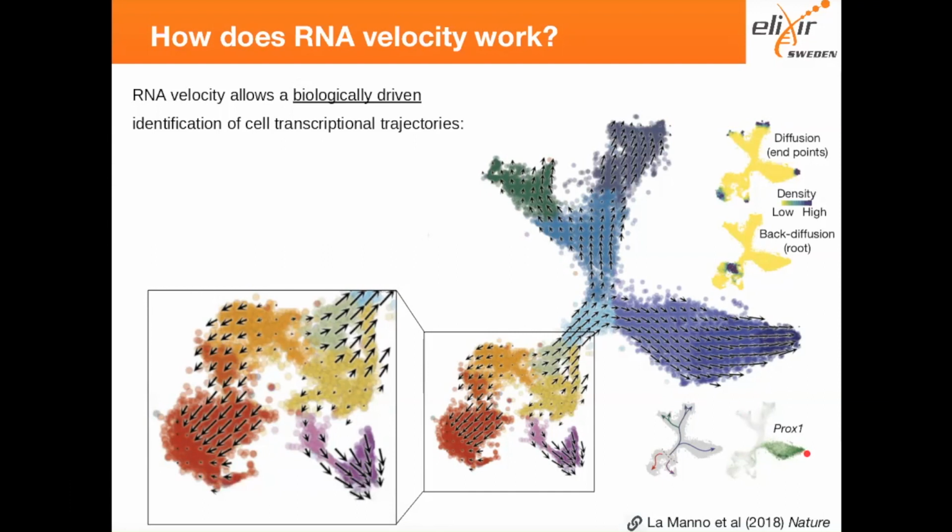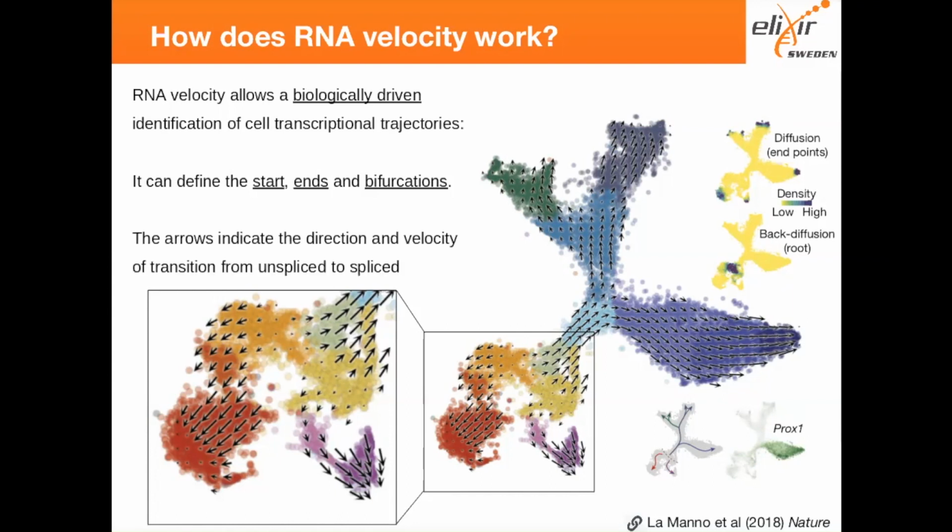So RNA velocity allows a biologically driven, or at least model driven, trajectory inference. And it also defines the start, the ends, and bifurcations automatically because of this feature. So rather than comparing only the spliced version as all the other methods, you also have now the new information about unspliced, and you combine those two pieces of information to infer trajectories. And the arrows then indicate the direction and the velocity, or how big the arrow is, from transition of the unspliced to the spliced version of that cell.